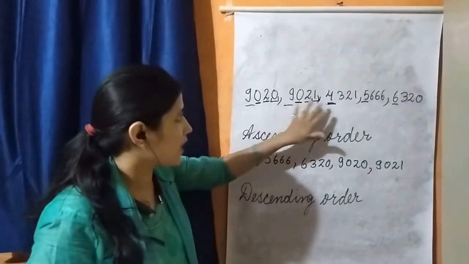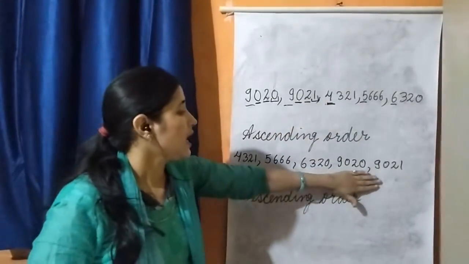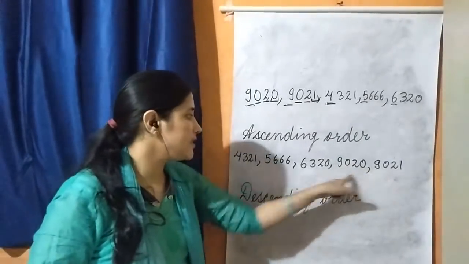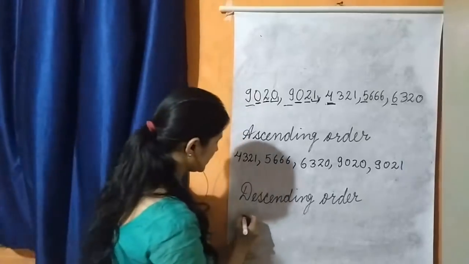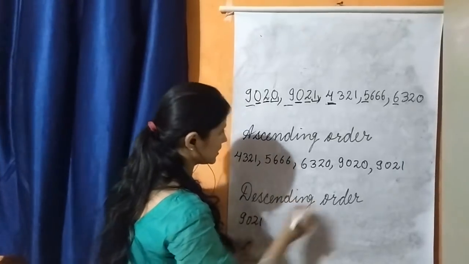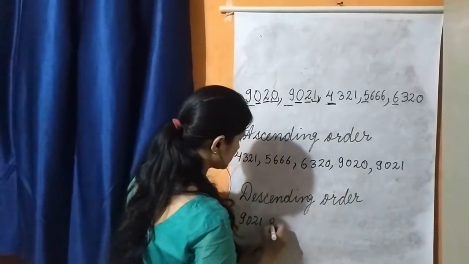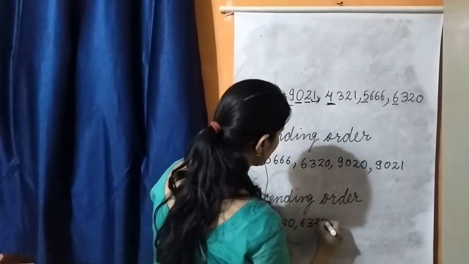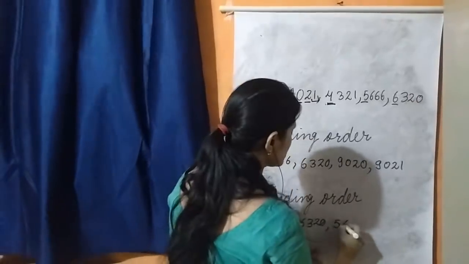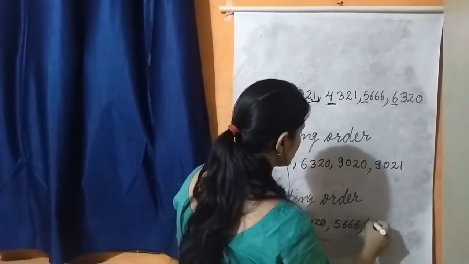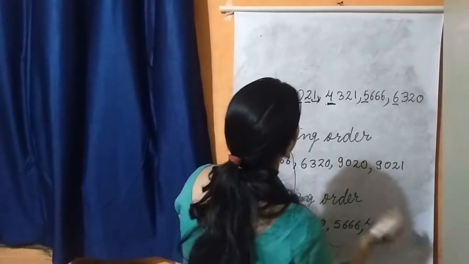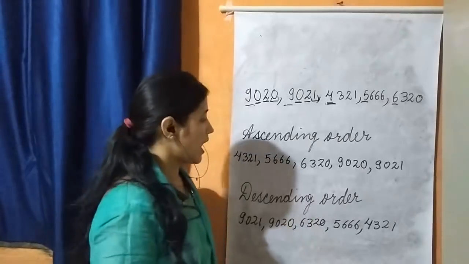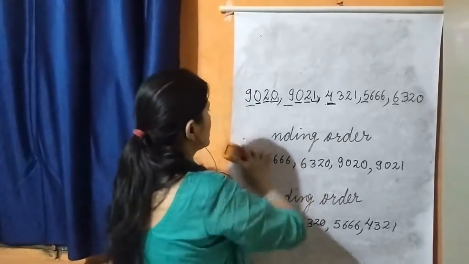So this is how, after comparing the numbers, we have arranged these numbers in ascending order. Now we will write these numbers vice versa in descending order. So our first number is going to be 9021, next will be 9020, then 6320, 5666, and then 4321.